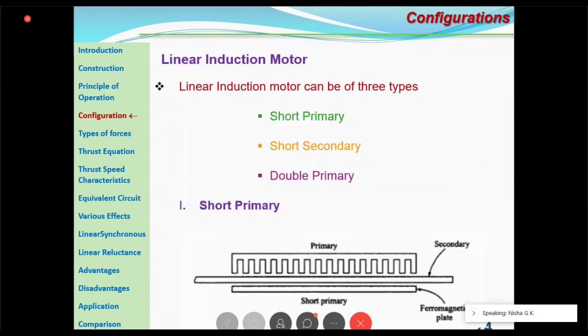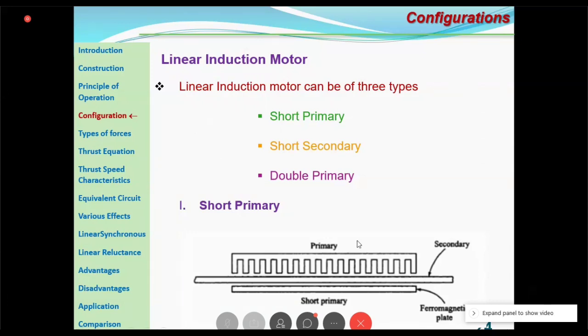So in the linear induction motor configuration, mainly you have to study three types: the short primary, the short secondary, and the double primary. So we will see the short primary. Short primary is nothing but, as you can see, the primary to improve the performance of the magnetic flux path. So here you are having a primary and the secondary will be there. So the primary is short.